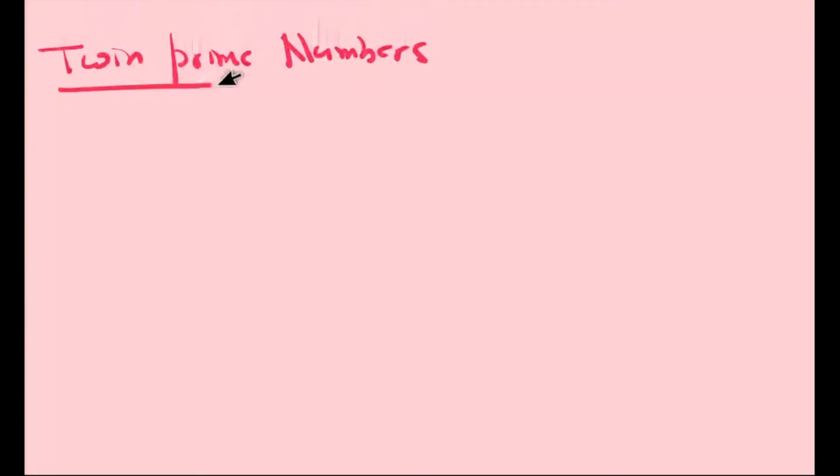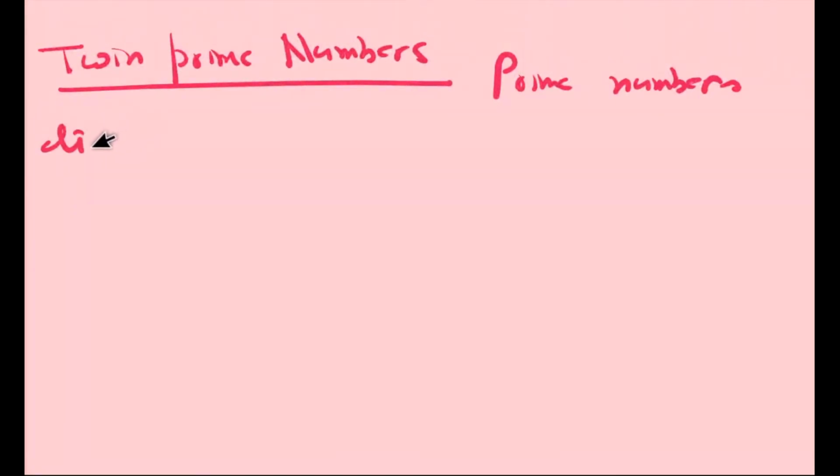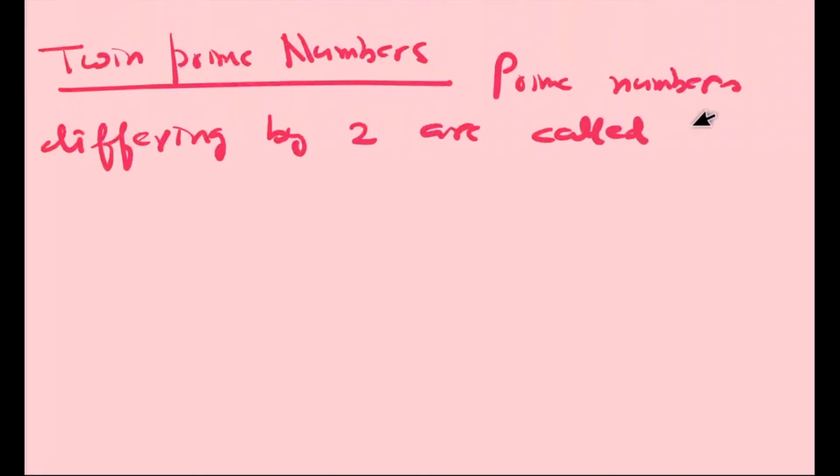Now, what are twin prime numbers? Prime numbers differing by 2 are called twin prime numbers.